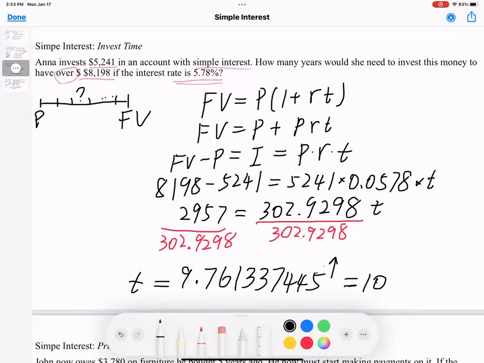So that means after 10 years, the interest payment, as we can see here, is $3,029. That will be more than the 2,957 we need. So that will be over $8,198 of the total future value we'll get. All right, so that is this question.